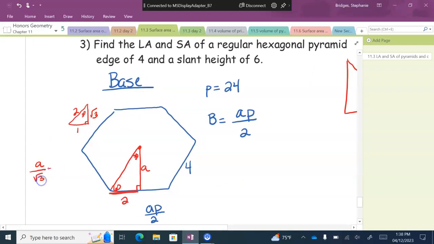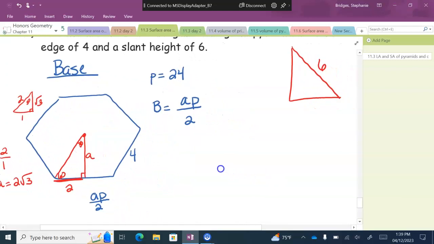Square root of 3. And then the only other side I know in the triangle inside my hexagon is a 2, and it is in the same place as 1. And so if I cross multiply, I get my apothem is equal to just 2 square roots of 3. Is that all I need to know? Okay. So I don't even really need to use this triangle over here, do I? No. If I had my height, I could, but we were able to just use the hexagon.